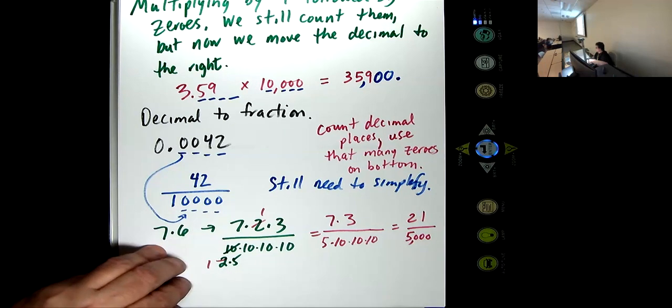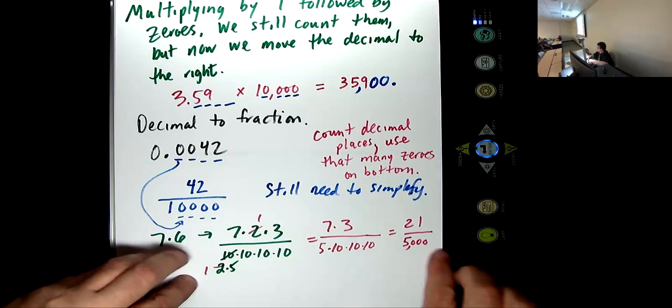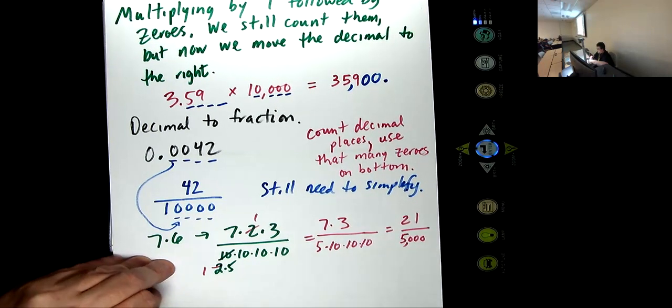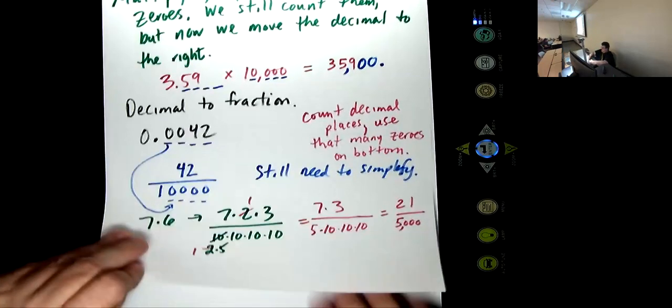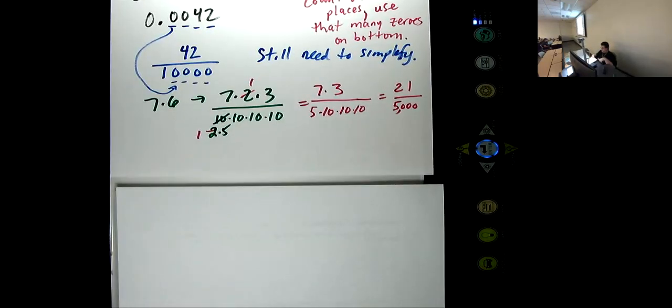One last little topic for this section, then we'll be done with chapter 2 support. We got to talk about percents. So, decimals to percents.